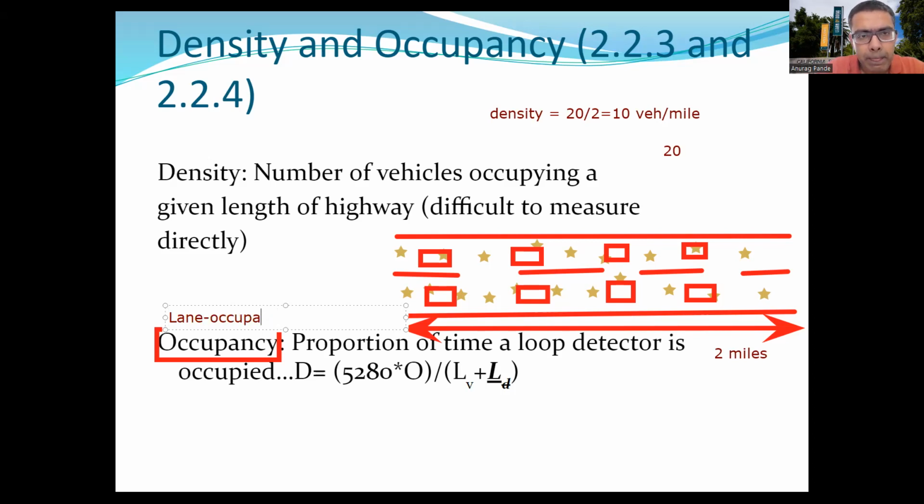These detectors can help me measure lane occupancy by looking at the proportion of the time a loop detector is occupied, or its magnetic field is disturbed, because a metallic car or metallic truck is passing over that loop detector. And this is a proportion of time, so it's measured as a fraction. So O is the occupancy. O is measured as a fraction.